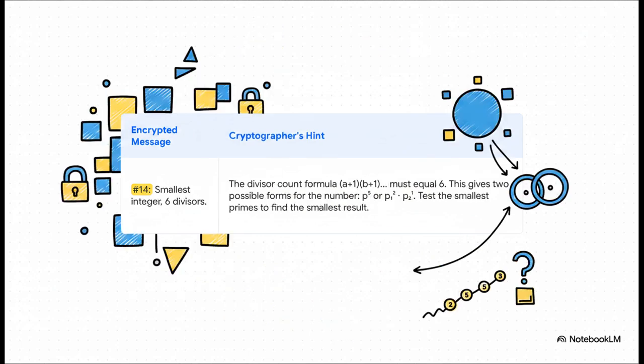For message 14, where you need to find the smallest number with 6 divisors, you've got to reverse engineer that formula. We know the final answer after multiplying is 6. So what whole numbers can you multiply to get 6? Well, it's either just 6 or it's 2 times 3. That tells you what the exponents must have been before we added 1 to them. So your number either looks like some prime to the 5th power or 1 prime squared times another prime. Just test the smallest primes in those two shapes and see which one gives you the smallest number.